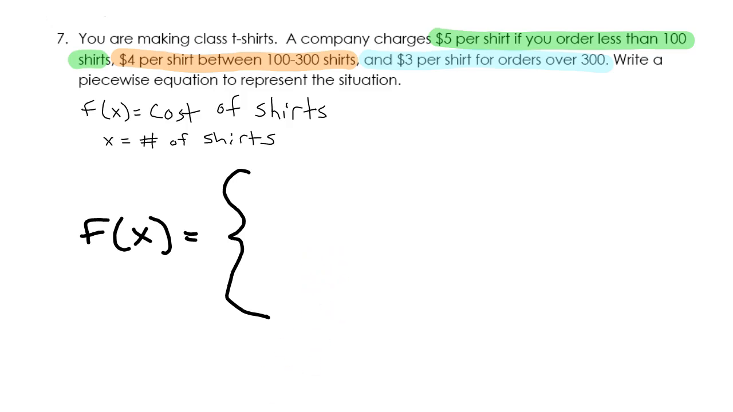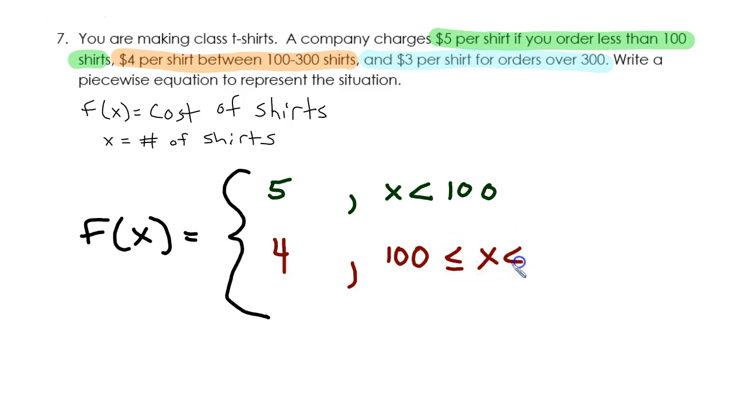The first cost that I get to is $5 per shirt if I order less than 100. So it's going to be $5, I put a comma here, if I order less than 100. So that's all x values less than 100. I then switch to a new function. The shirts are not going to cost $5 after I get enough t-shirts. The cost is going to be $4 if we order between 100 and 300 shirts. That would include 100 shirts, and that would include 300 shirts.